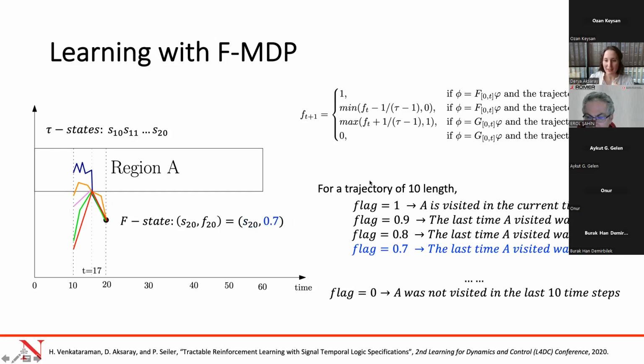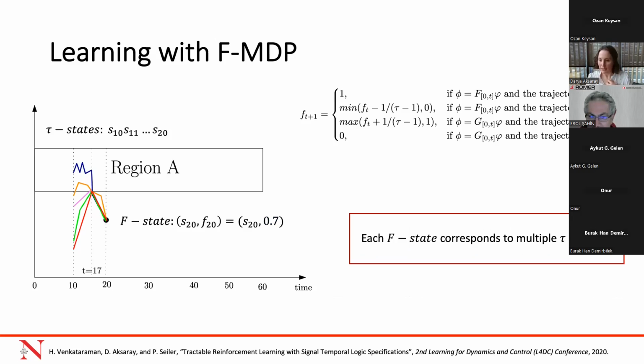A flag of 1 means it is visited in the current time step. If the flag is 0.9, it means that the last time A was visited was t minus 1. And for 0.7, I already said that it is t minus 3. So if I'm at 20, it means that the last time I visited region A is 17. With that idea, you can see that I can actually reduce the state space. Instead of creating a tau state for all possible elements, this flag idea allows me to merge these tau states together so that I can create a more compact state space.